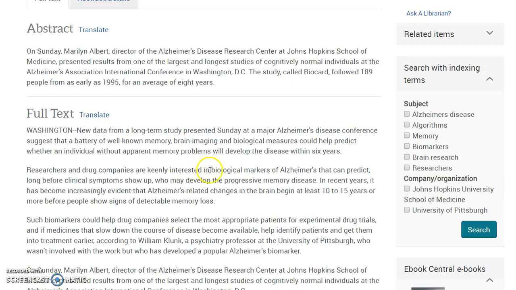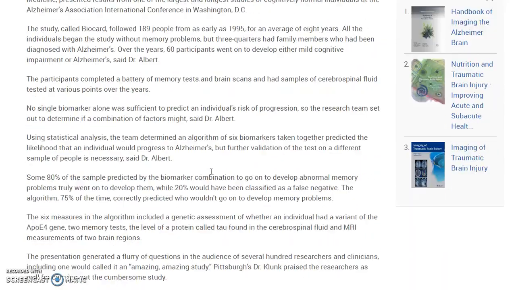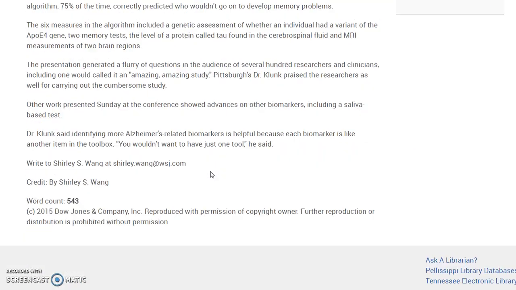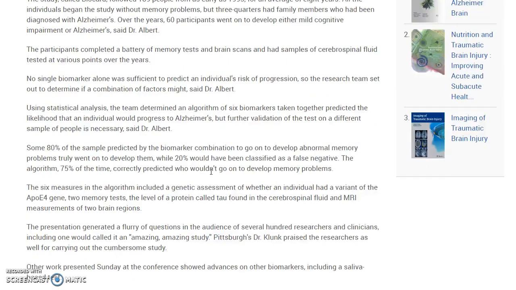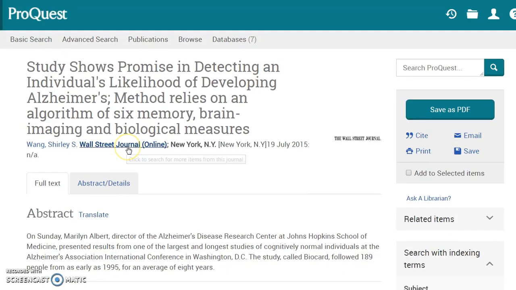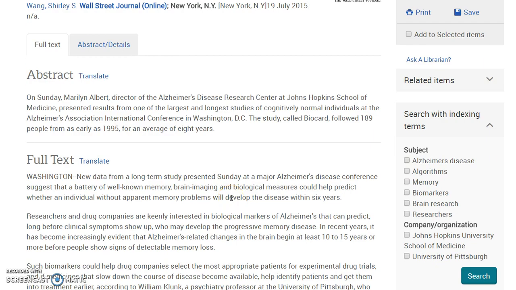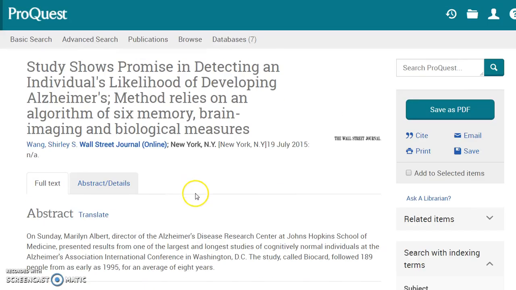But it does not have any citations. And it's written in the Wall Street Journal, which is not a journal, but a newspaper. So it's written for a general audience, not for other experts. Therefore, this is not a scholarly source.